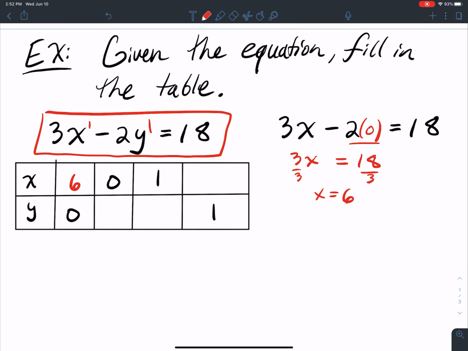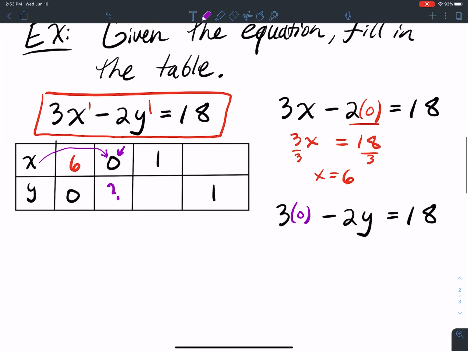Next up, to get this value in here, I ask, what is y when x is 0? So I'm going to take my equation again and replace x with 0, because that's the 0 there. When I do that, that gives me 0. So that's minus 2y equals 18. Divide by negative 2. I get y equals negative 9. So here, this becomes negative 9.